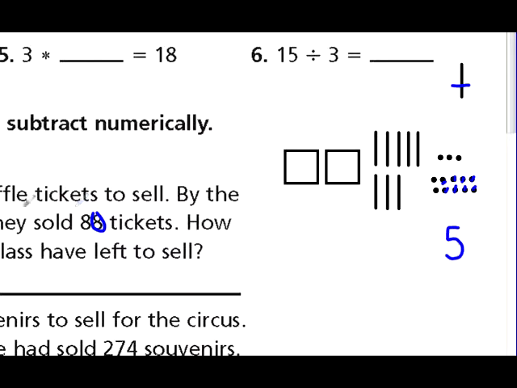And then from what we have left, we need to take 8 10s away. So let's take 8 10s away. 1, 2, 3, 4, 5, 6, 7, 8. How many do I have left? How many 10s? 0. And how many hundreds? 200. So our answer is 205. How many tickets do they have left to sell? 205 tickets.